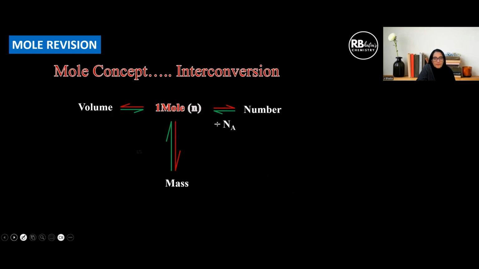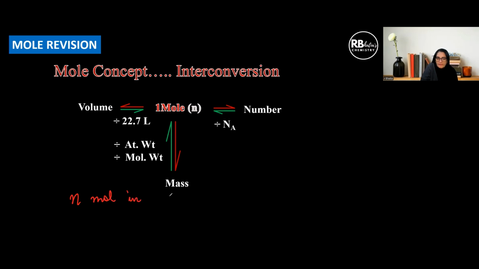Now, this is going back, right? Volume to moles, divide by 22.7. This is mass to moles divided by atomic weight or molecular weight, and this is number to moles divided with Avogadro number. As an example, if I ask you calculate number of moles in, let us say, 3.2 gram of oxygen gas, what am I going to do? According to the formula, number of moles is given weight upon gram molecular weight. So I'm going to do 3.2 upon 32.